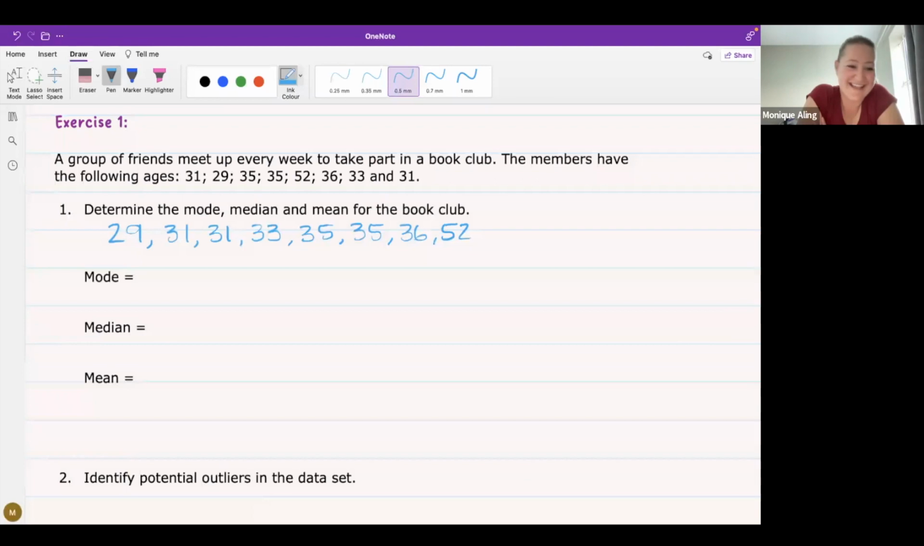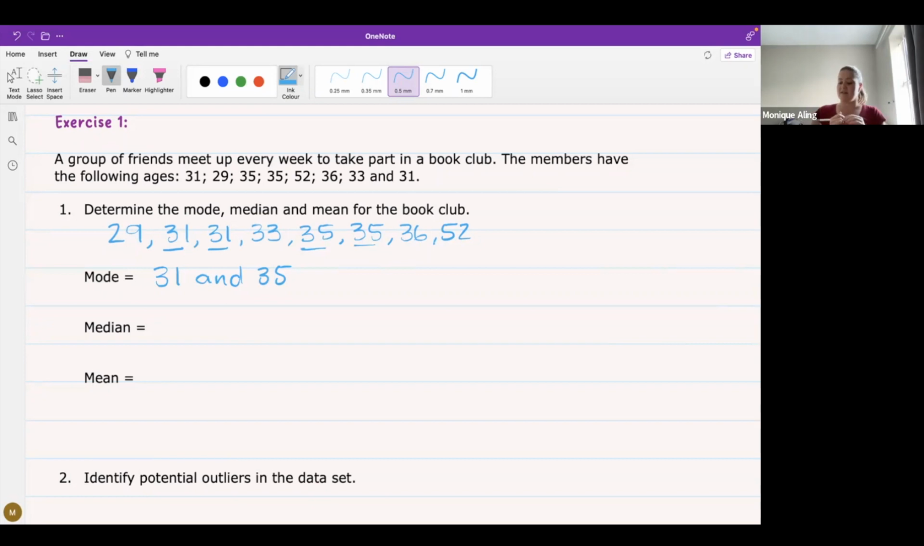So for mode, I got 35, or it could be 31 as well, because the 31 appears twice, and so does 35. You are correct. So we have two modes. I'm just going to put it in order. Okay, so 31 and 35. So it is very possible to have more than one mode. Okay, did I write down all the numbers? Yeah. Okay, great. Do you want to let us know what your other answers are, or are you not there yet? I can let you guys know. Okay. Fantastic. And then the median is 34.